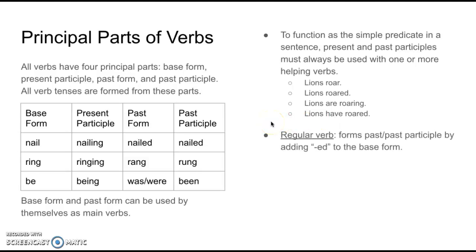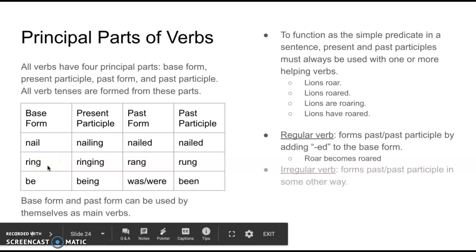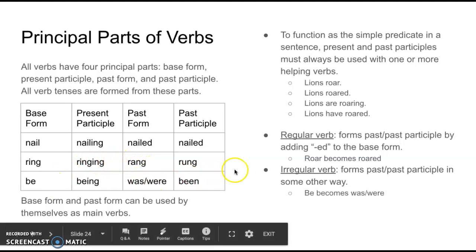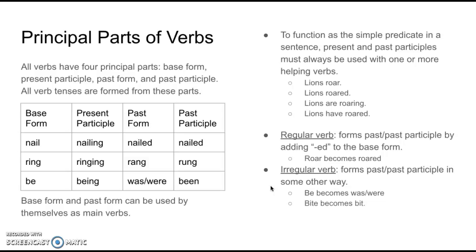A regular verb forms past or past participle simply by adding ed to the base form. Like nail is a regular verb because you just add an ed. Ring is not a regular verb, it's irregular because it forms its past and past participle in a different way. You don't say ringed, you say rang. Or be becomes was and were. Or bite becomes bit. Grow is also an irregular verb. If you can think of any others, write them down in your notes.